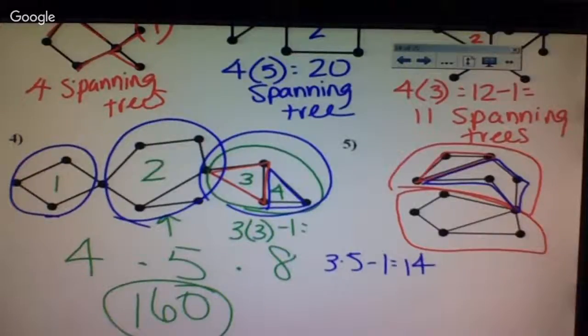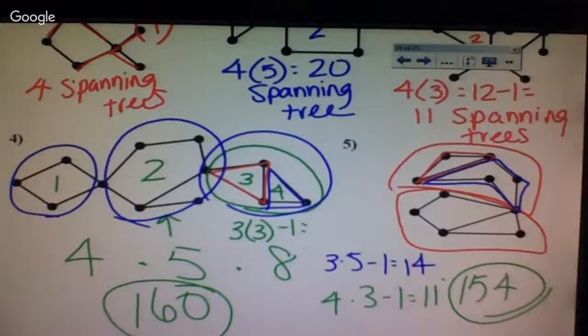I've got this one's 4 times 3. I've got 11 different ways that I can do the bottom 2. Then I need to put them together. So we multiply them together. 14 times 11. You said what? 154. So I have 154 total spanning trees.